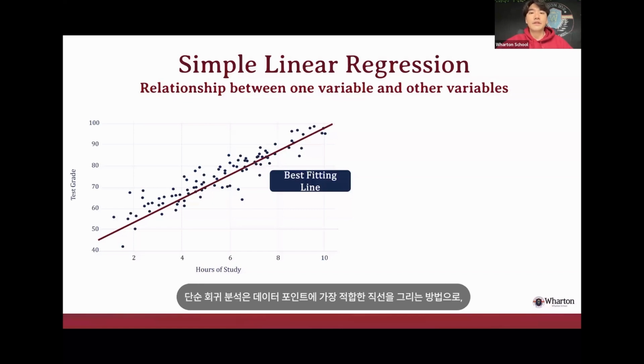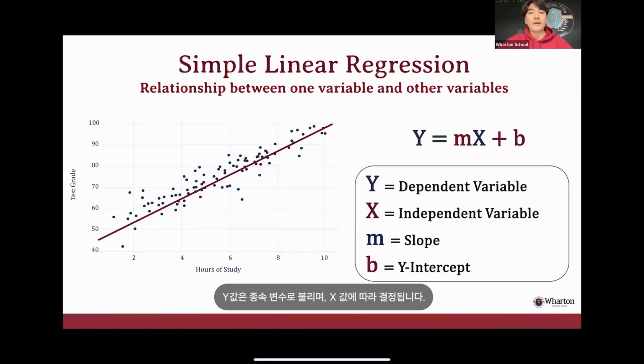Simple linear regression is plotting a line that best fits the data points, which allows us to predict y values based on the x values. In this model, the x value is known as the independent variable, used to predict the y values. And the y value, referred to as the dependent variable, is determined by the x value.